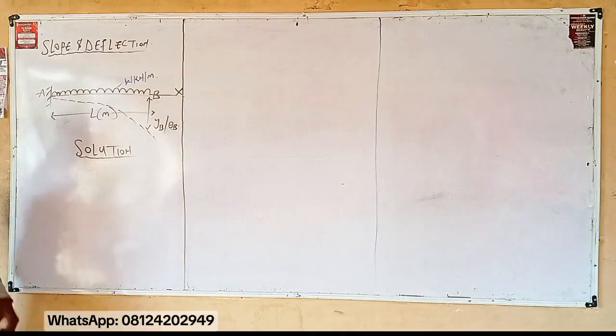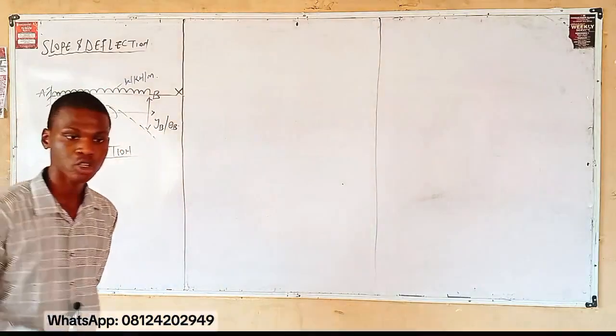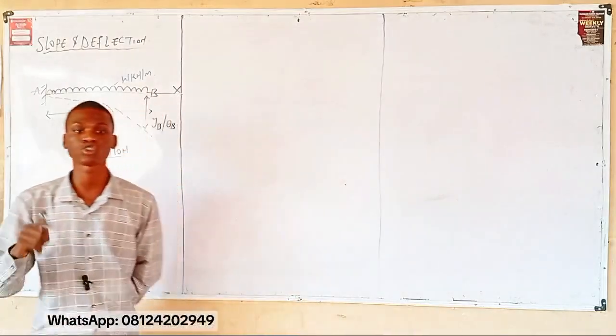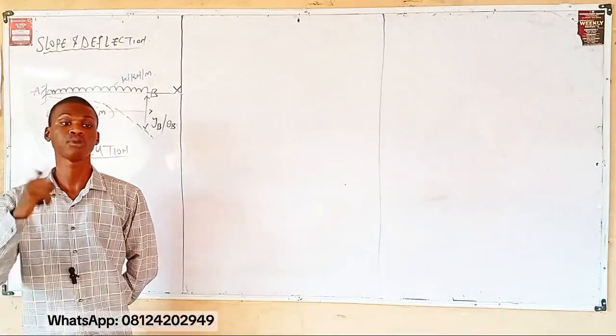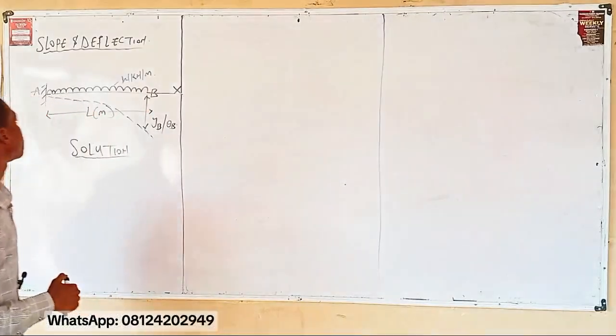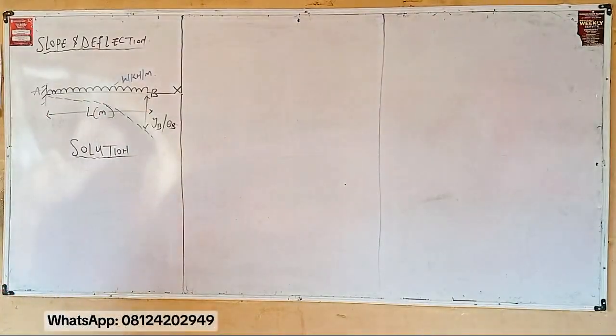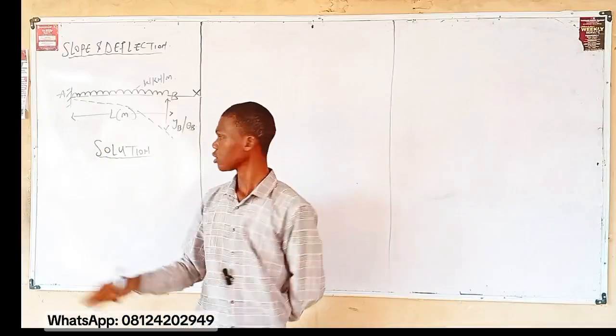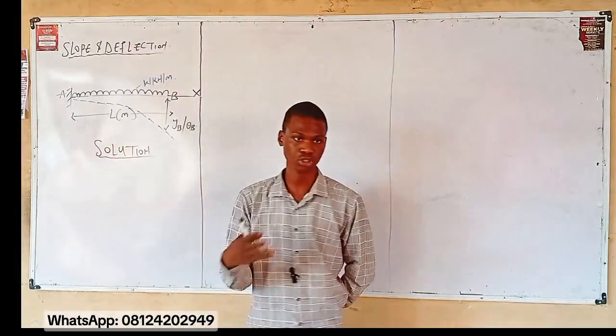Then solution, same step, nothing is changing. Just go back to the step. Your first step is what? Calculate the support reaction. Now, first thing first, draw your free body diagram. By free body diagram, I believe you know what it means. You are showing the hidden force in your structure.